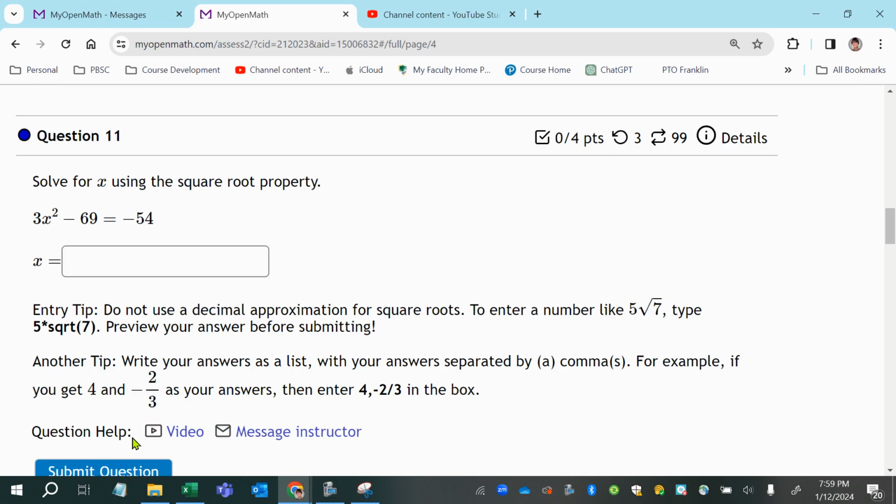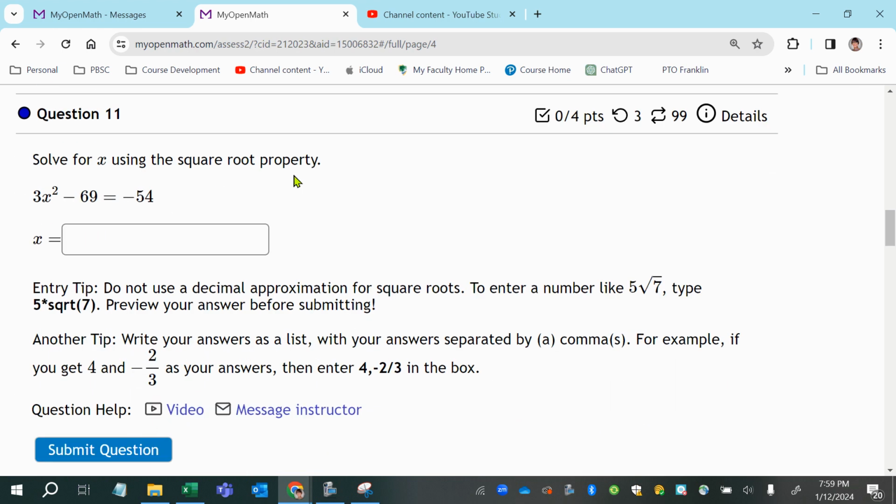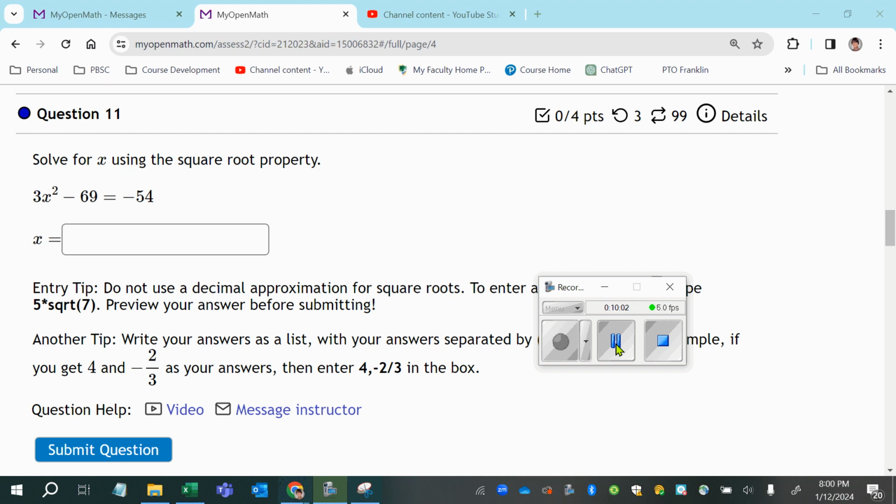Good. Okay, next question. Solve for x using the square root property. Okay. This one looks a little more complex, but I don't think it's too much worse. We're still going to try to get everything except a perfect square involving x on the left. So we'll go ahead and write this on the other side.